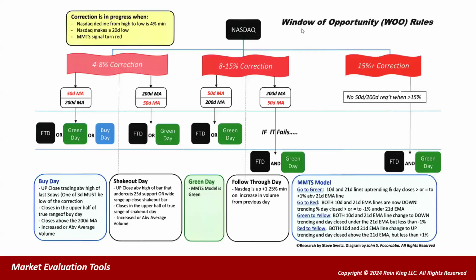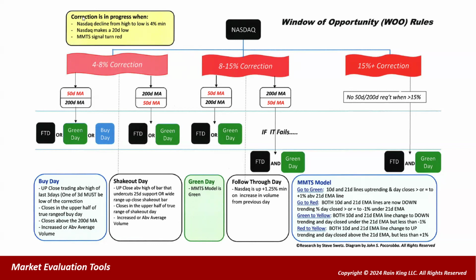So here is a diagram of the window of opportunity, the WOO rules. And I've turned Steve's rules into this diagram. So I'll take you through it. It's a busy diagram, but it's not that complicated. So let's take the NASDAQ, and we're going to look at the NASDAQ in three situations: a correction of 4 to 8%, a correction of 8 to 15%, and a correction of 15% plus.